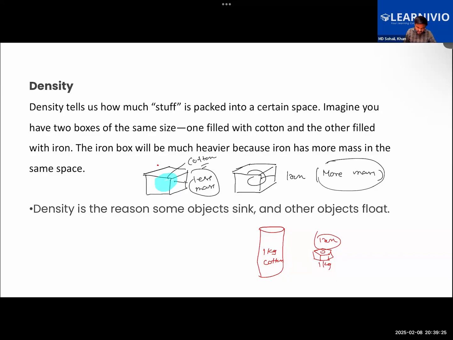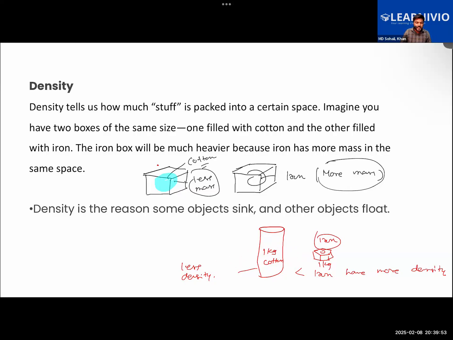So that is the case about density. Iron is more dense, but cotton has less density. If I were to take this bag of cotton and throw it in the water, it will not sink easily because of less density. But iron will immediately sink into the water.